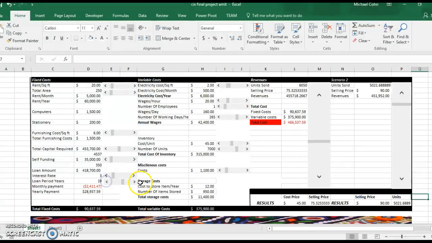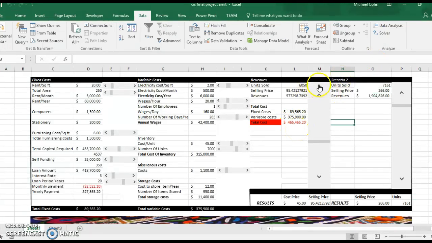As a standard, but you can keep changing that period. And at this point, I've taken an interest rate of 3%, but that can also be changed. So at a rate of 3% for a loan of $418,700, she needs to pay a monthly payment of $2,322 or a yearly payment of $27,000. So this is again added to the total cost, and now the total cost for running the business is roughly $465,000.